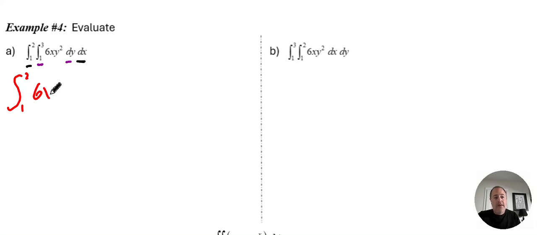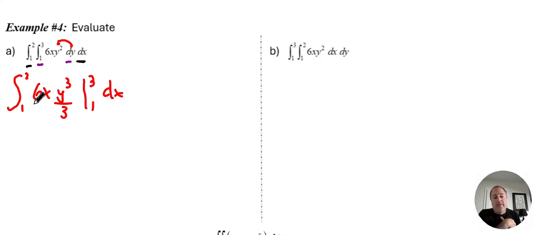So we're going to write down 6x, and then because we're evaluating with respect to y, the integral of y squared is y cubed over 3. And then we're going to plug that in from 1 to 3, dx. Okay, so that's the very first thing here. Again, very similar to partial derivatives that we talked about in unit number 3.